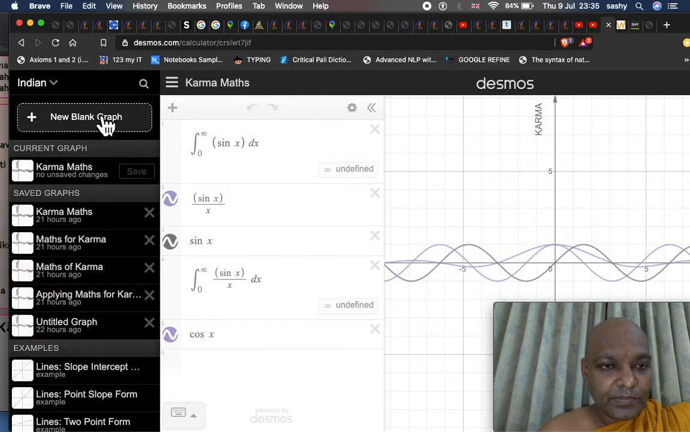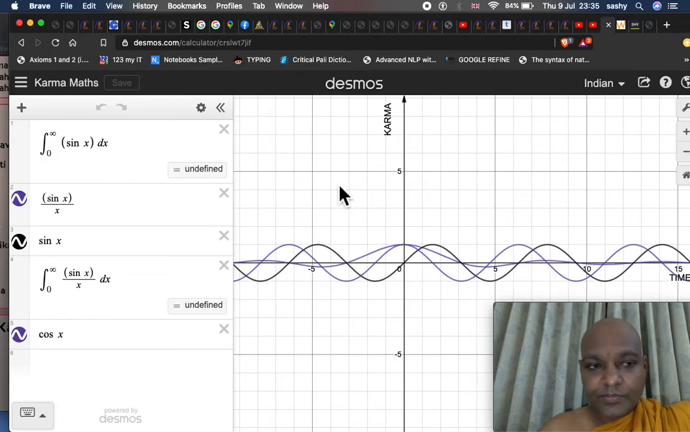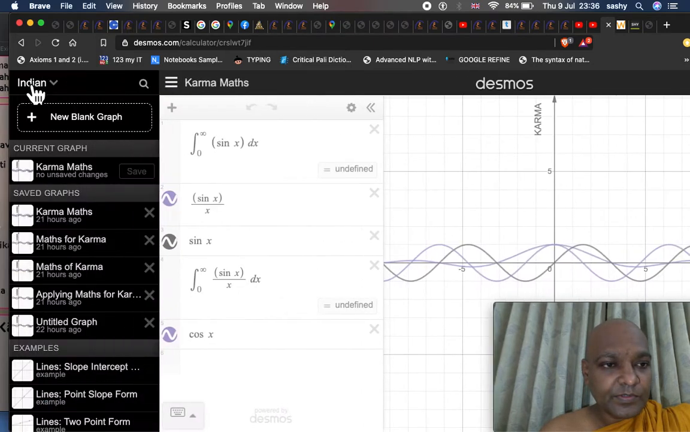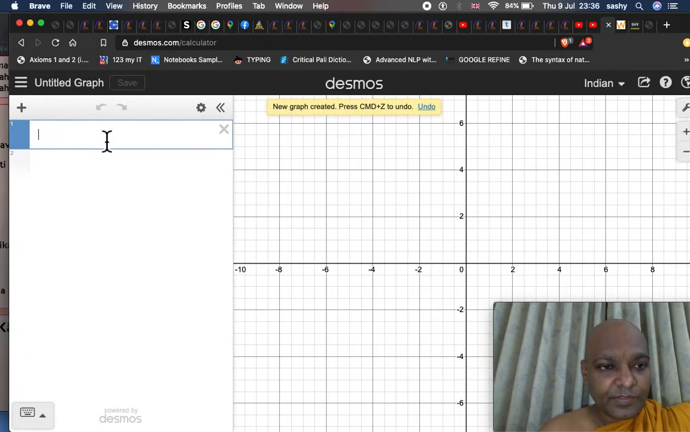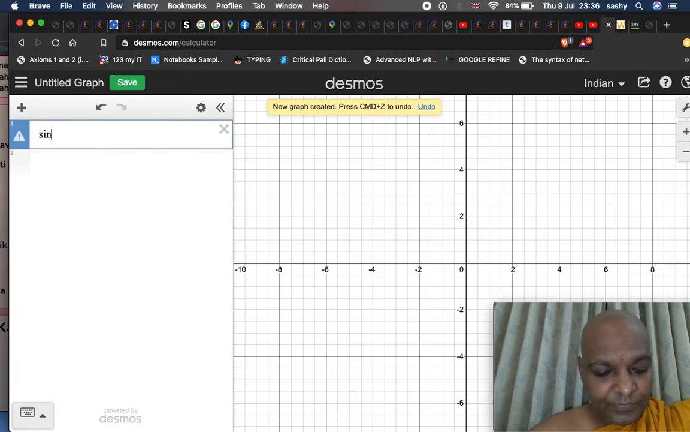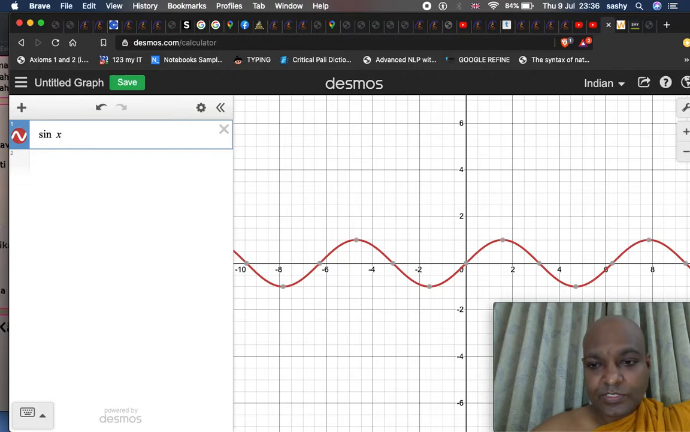All right, so as we can see here, give me a minute. A new blank graph. So in the new blank graph, let's do it now, which is sin x. The sin x is this one.